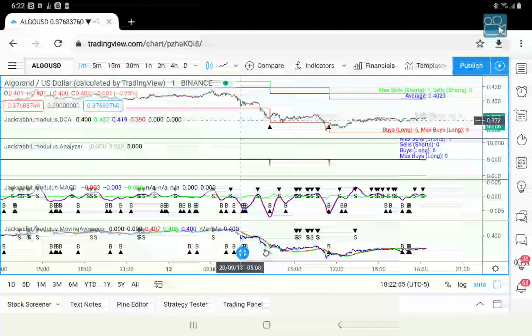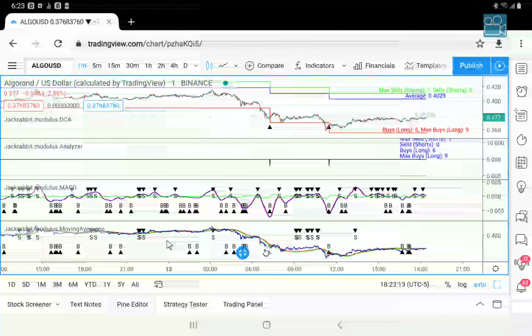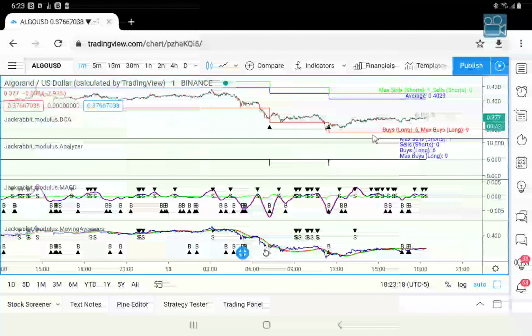Today I'm going to introduce the next module in the Jackrabbit modulus tool chest. I have a basic MACD MA DCA combination version 6. And as you can see, there's already a flow going on. Now, as I've said before, a flow is a process in which trades are already in progress, and this particular one has registered 6 purchases currently.